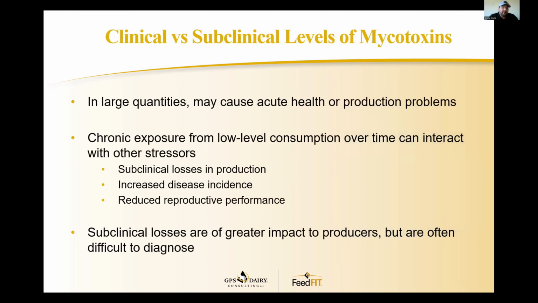And so we do find the levels of mycotoxins, but what does that mean? Do we have clinical or subclinical levels? And what does that actually mean? In large quantities, we might see acute health problems and production problems. We might see animals die if they ingest a large amount of mycotoxins. Very seldom do we see that, but it is real. If you have a large dose and cows consume that, there might be some adverse health effects.